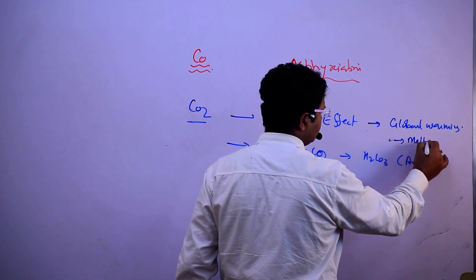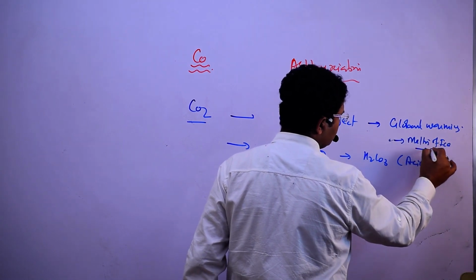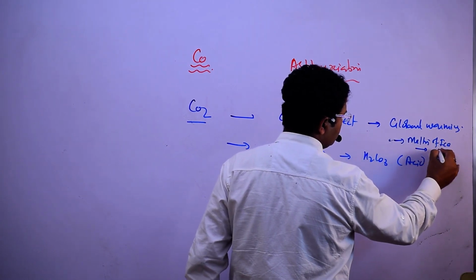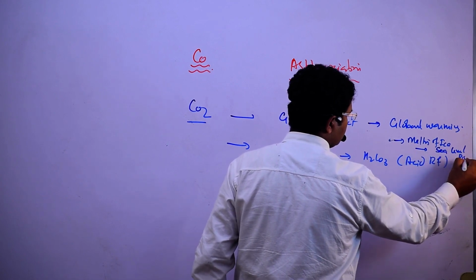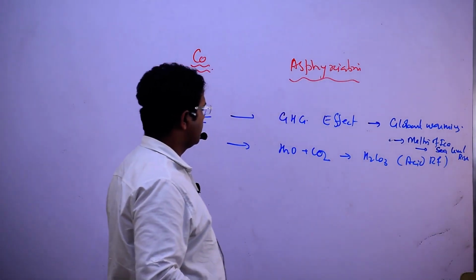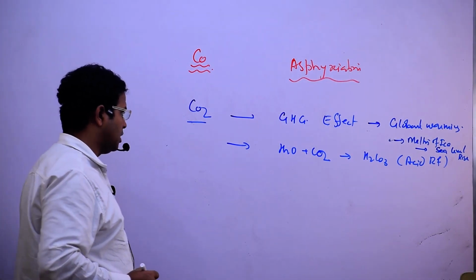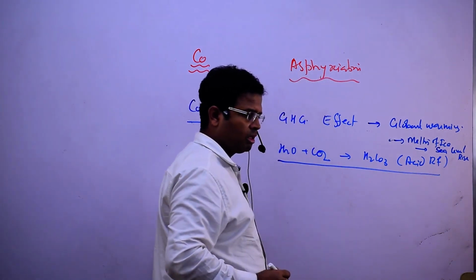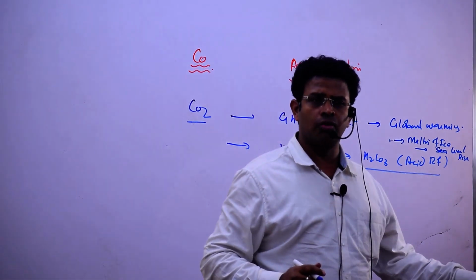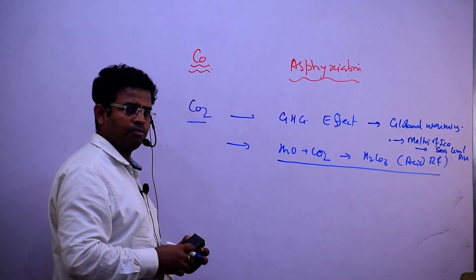Melting of ice, and thereafter sea level rise. And then acid rainfall, which we have already seen, is not good for our different kinds of ecosystem.